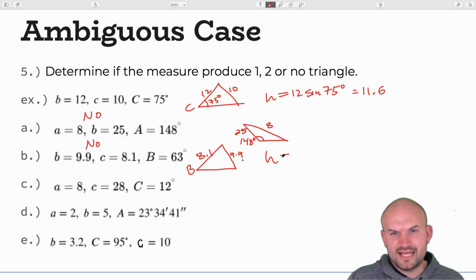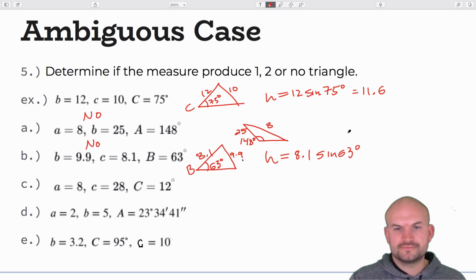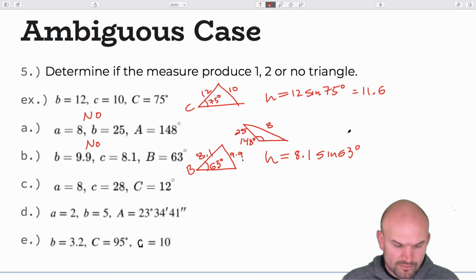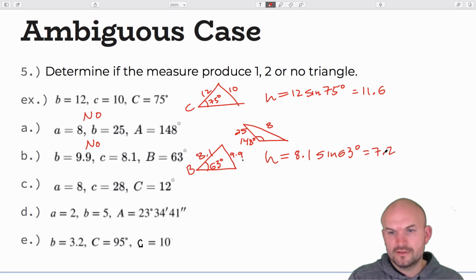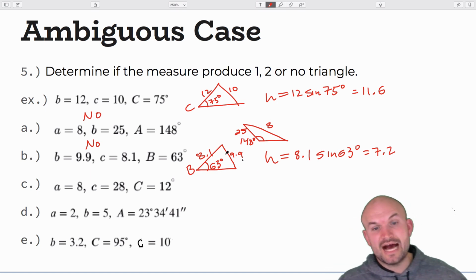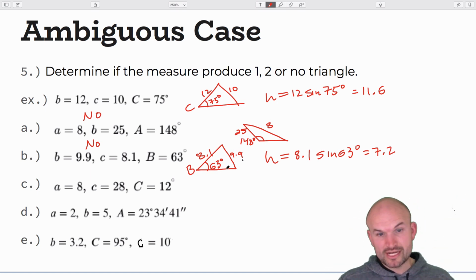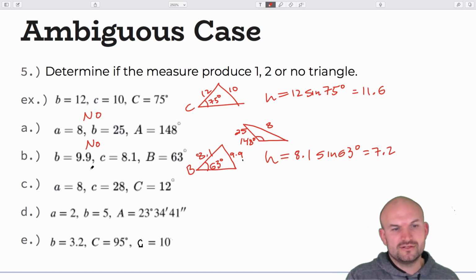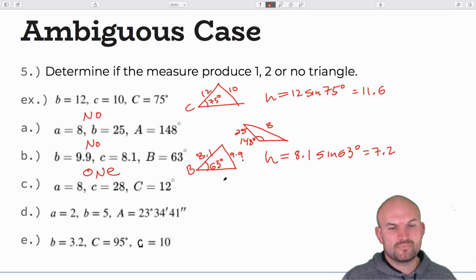So let's go and figure out the height. So that's going to be 8.1 times the sine of 63 degrees. So 8.1 times the sine of 63, and that's going to equal 7.2. Okay, so again, since the opposite side here is larger than the height, we know a triangle exists, and since it's larger than the other side, you cannot create more than 1 triangle, so therefore that's going to be 1.